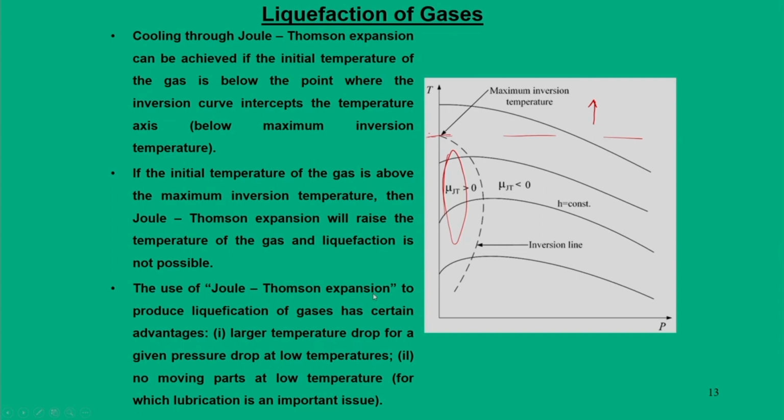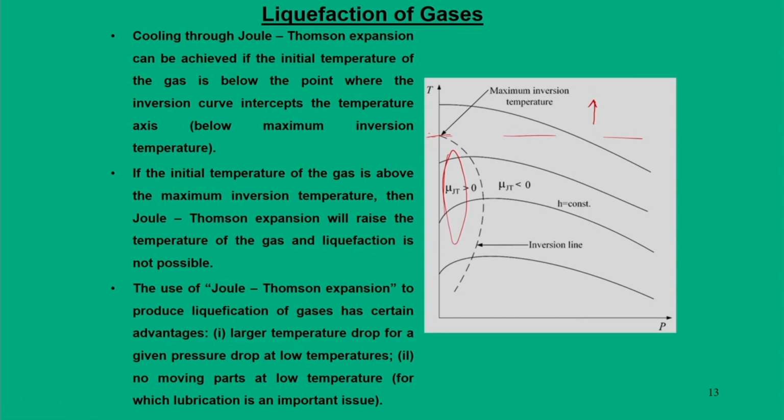And another point I need to emphasize is that there are certain advantages of the Joule-Thomson coefficient, because using the Joule-Thomson coefficient to produce liquefaction of gases has many advantages. Few of them are like this. First one is the larger temperature drop for a given pressure at low temperature.